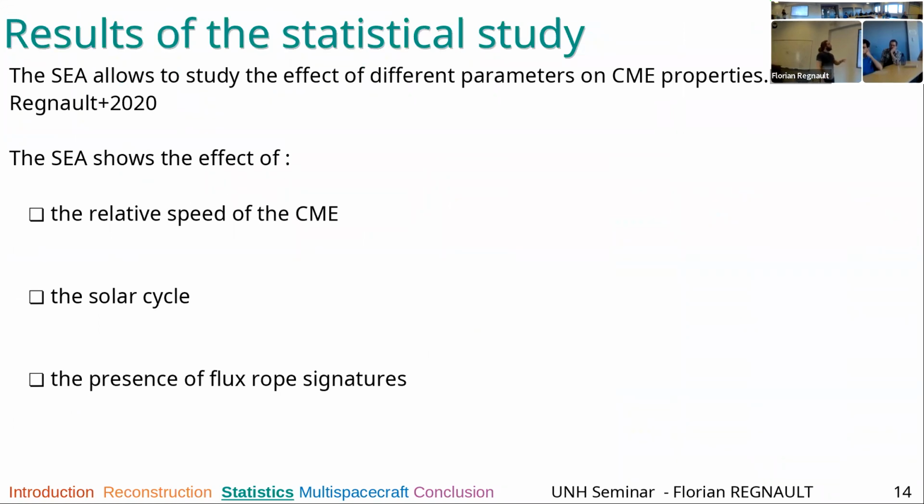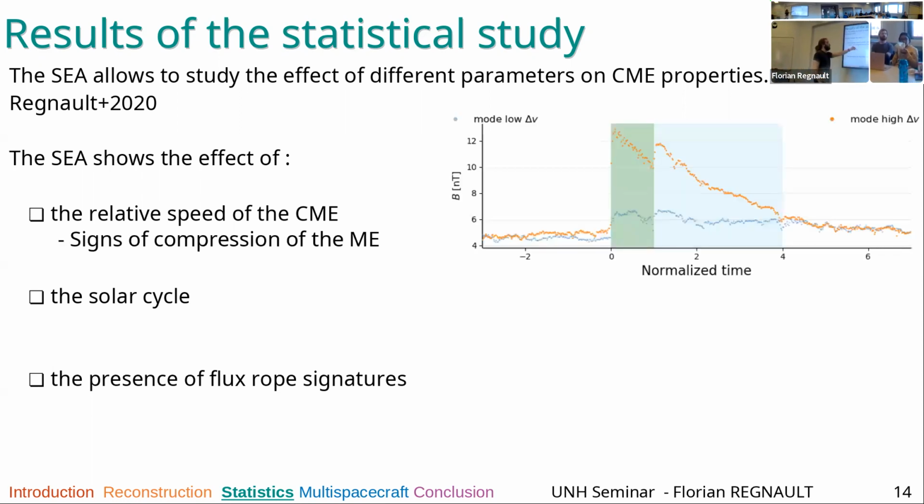So now, a little conclusion about the statistical study. The superposed epoch method allows us to have typical properties over certain sets of CMEs, and then choosing different categories wisely allows us to highlight particular effects, some parameters that impact CME properties. For instance, I just showed that the relative speed of the CME must have an impact on the asymmetry of the magnetic field profile. In orange you have the relatively fast CMEs, where you have this asymmetric magnetic field profile, and the flat profile for the relatively slow CMEs.